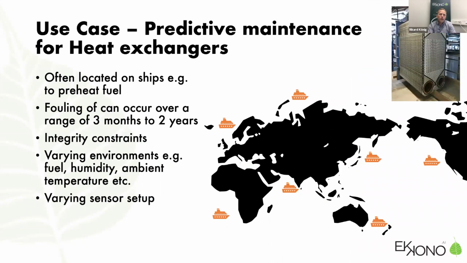Another use case could be to do predictive maintenance on a heat exchanger that you typically have on large ships to preheat the fuel before it is passed to the engine. And fouling in this heat exchanger can actually range from a few months to years, depending on which fuel you put in them, and it differs on the location as well, on the environment, how warm it is, and the quality of the fuel and so on.